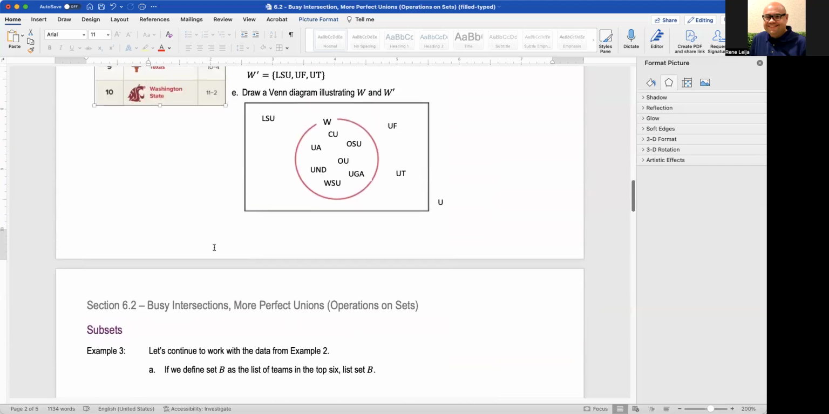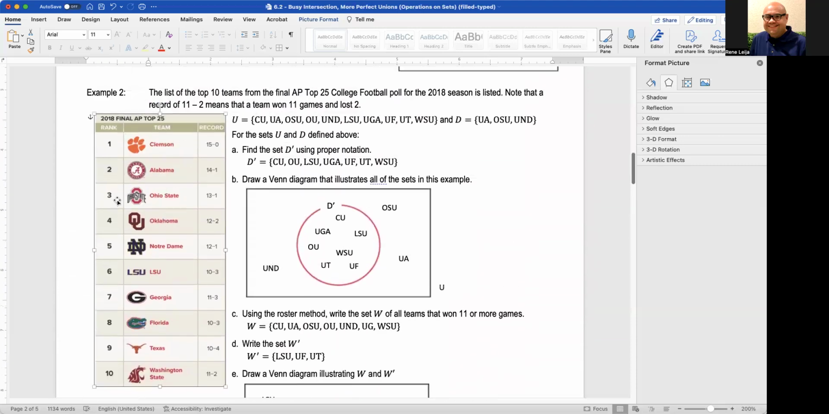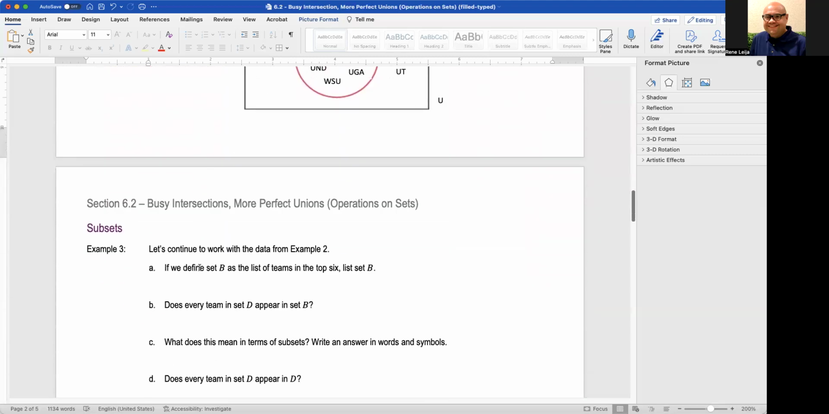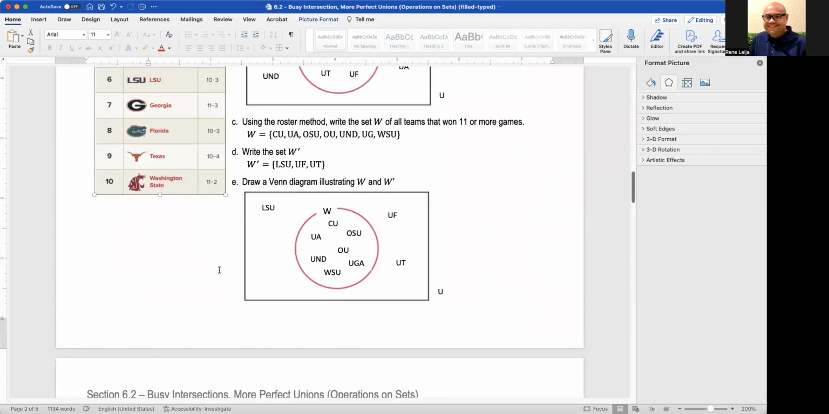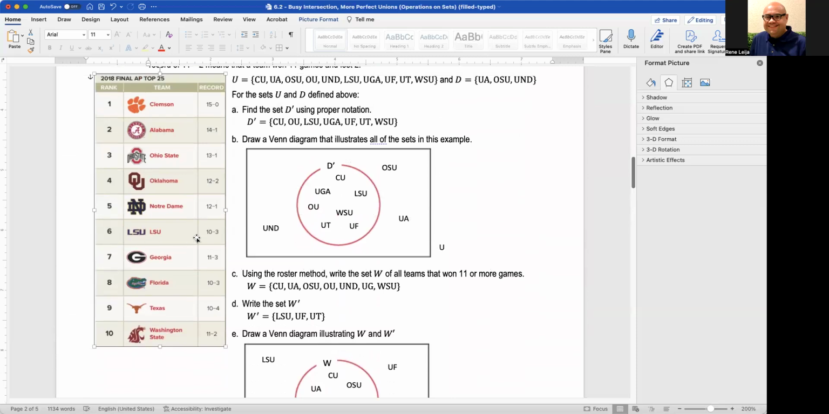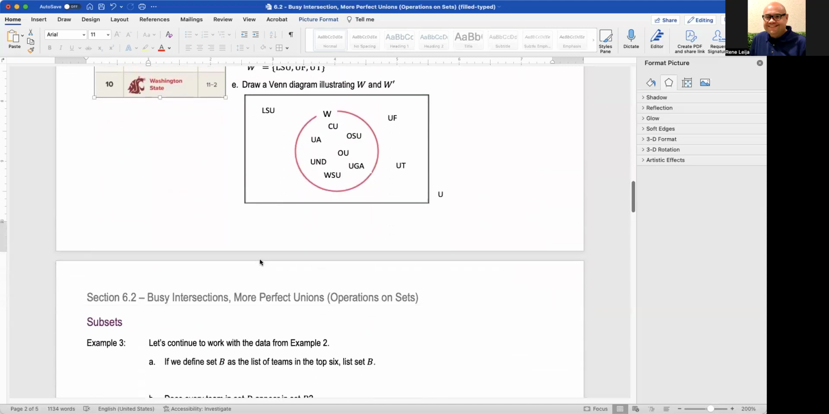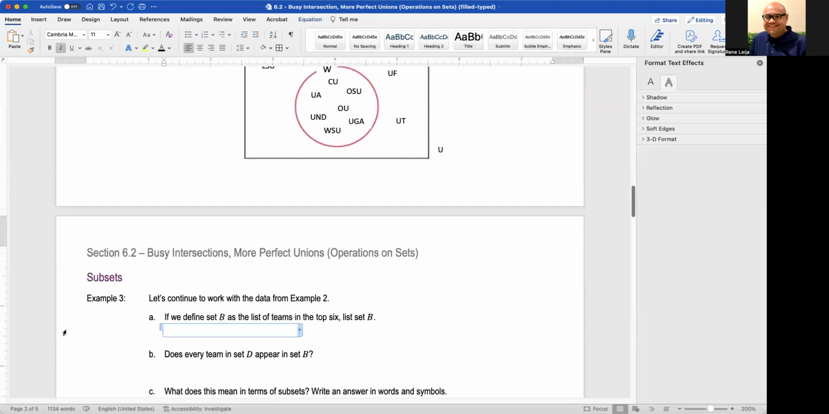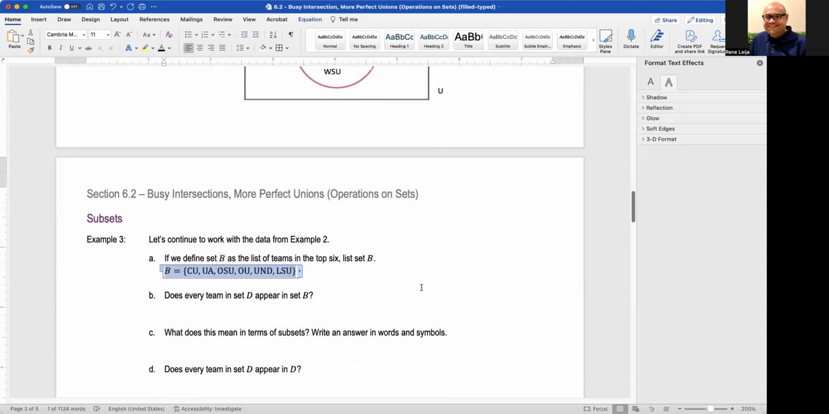All right, now we're going to continue to use this chart, okay? So you might have to refer back. It said if we define set B as the list of teams in the top 6, list set B. So they only want these 6 teams, okay? So these are the teams they want, so I'll let you pause the video. And you go ahead and find out what you think. Okay. So here's what you should have gotten.